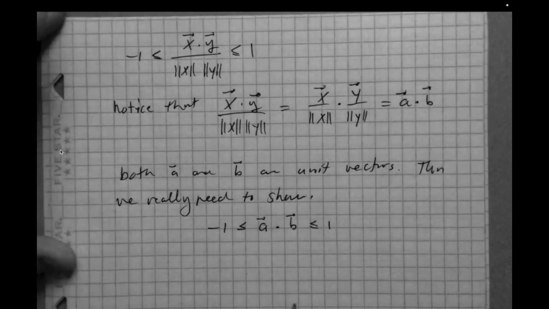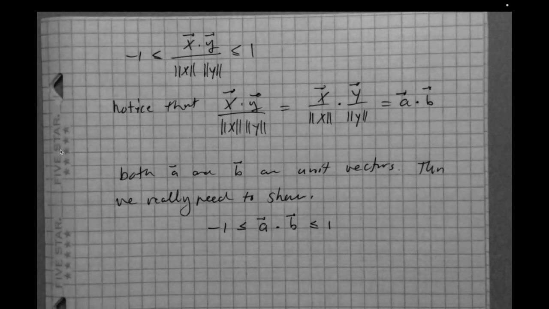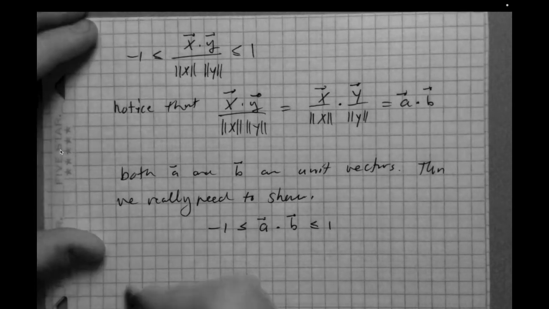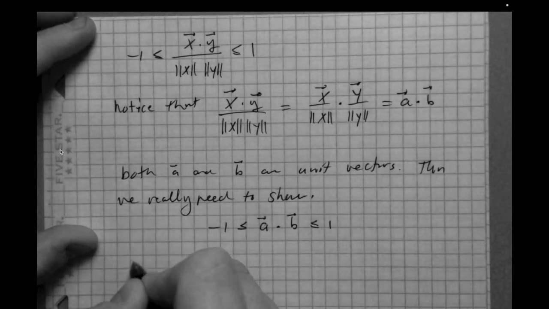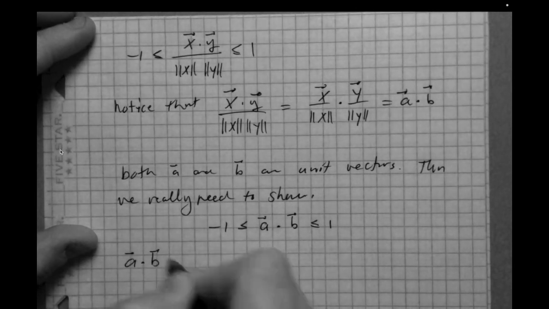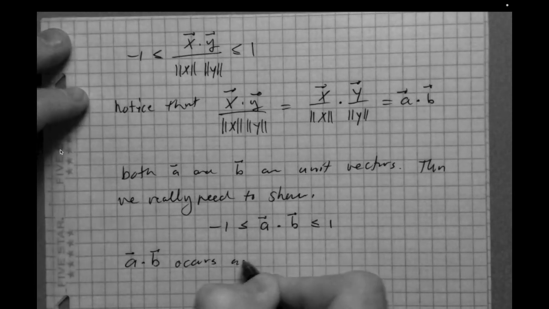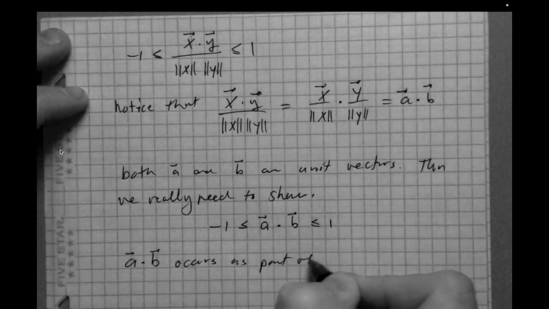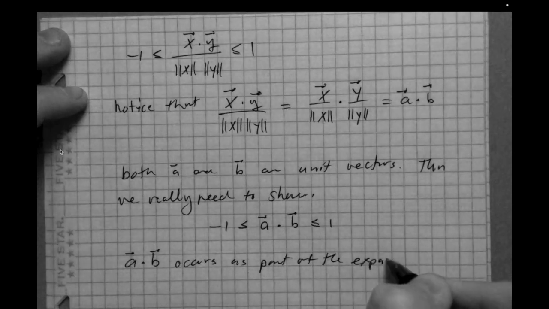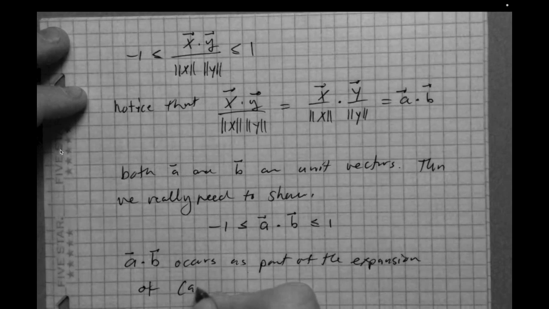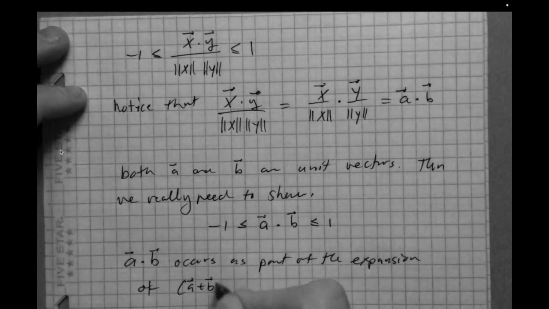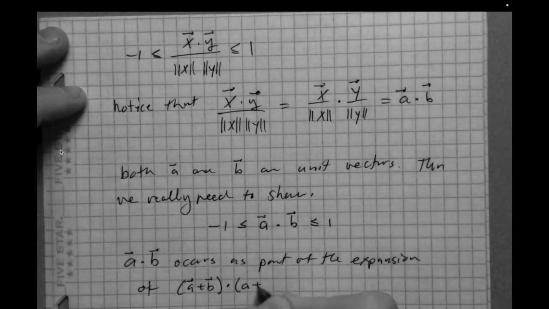So a dot b occurs as part of the expansion of a plus b dot a plus b, right? So a dot b occurs as part of the expansion of a plus b, right? Remember, these are just vectors dotted with a plus b.